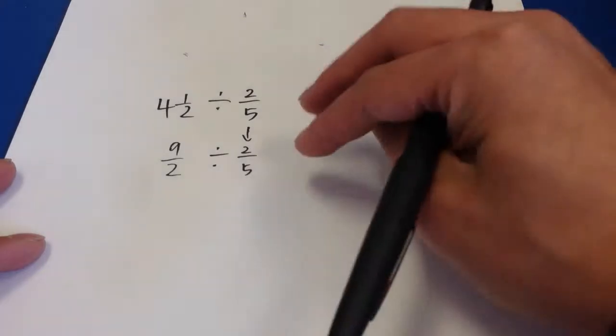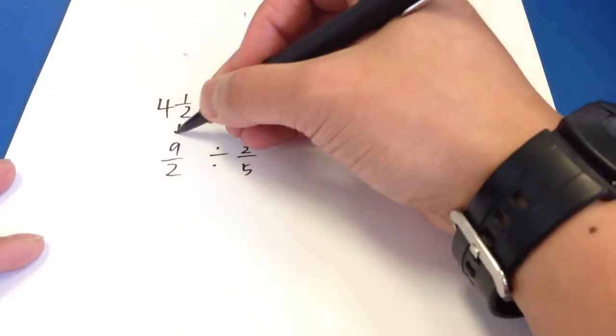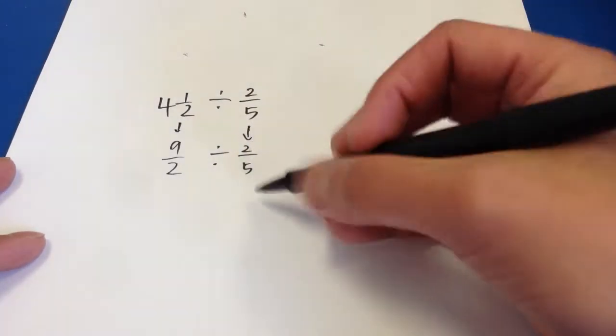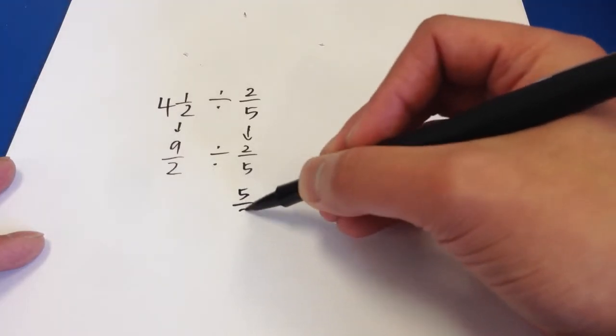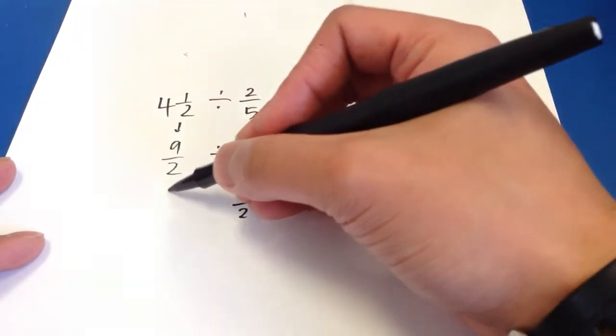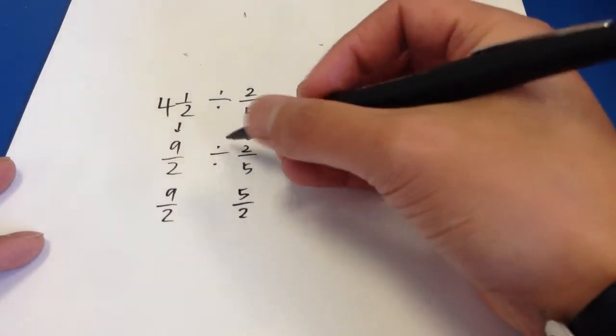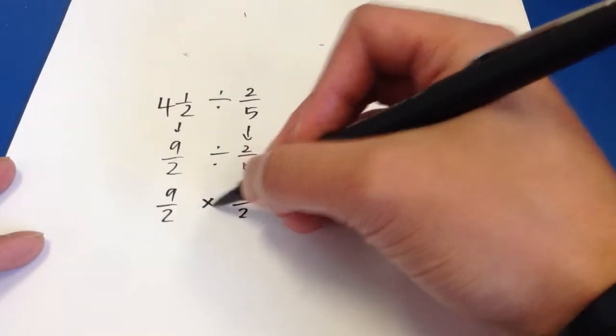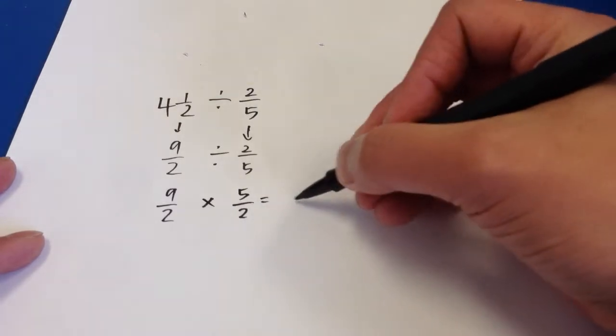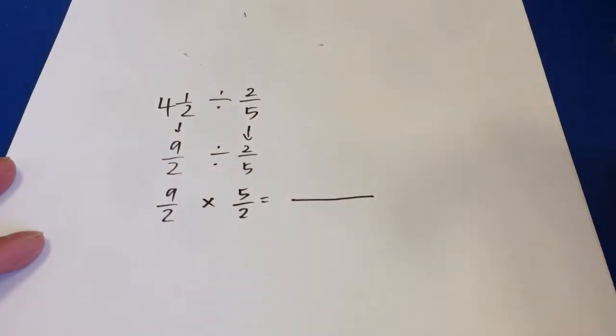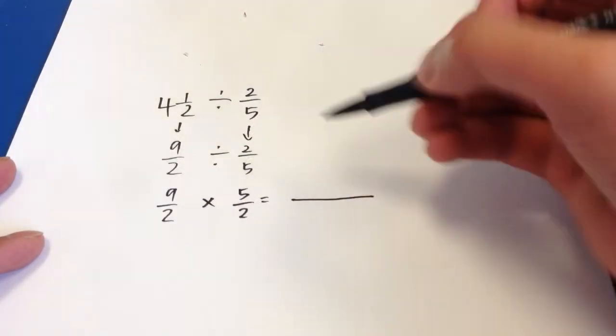My second step again is I'm going to take the reciprocal of the second fraction. So 2/5 becomes 5/2, and my first fraction 9/2 stays the same. And my third step, division, I'm going to change to multiply. And my last step is I'm going to multiply and simplify.